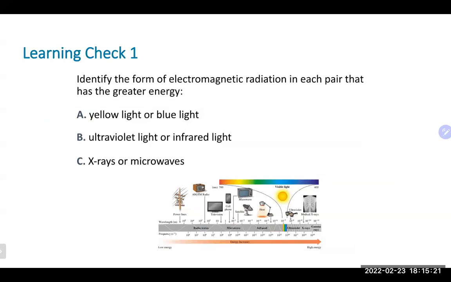All right, identify the form of electromagnetic radiation in each pair that has the greater energy. So again, even within colors, as we talked about, yellow light versus blue light, remember on this side is the longer wavelength. On this side is the shorter. So if we look at yellow, it is on this side and blue is over here. So the one that should have the greater energy is blue.